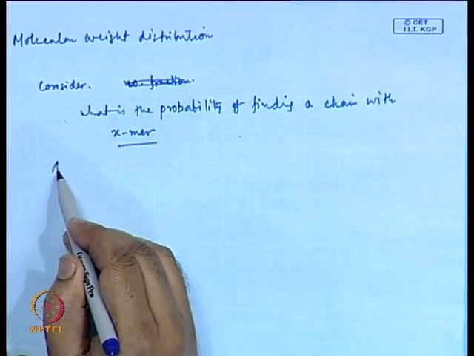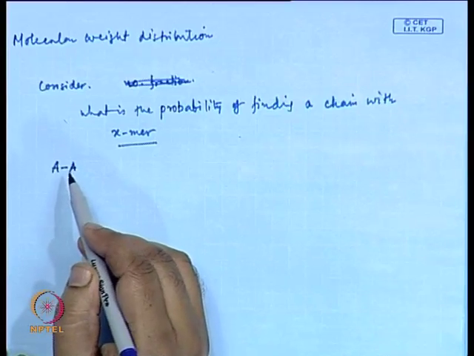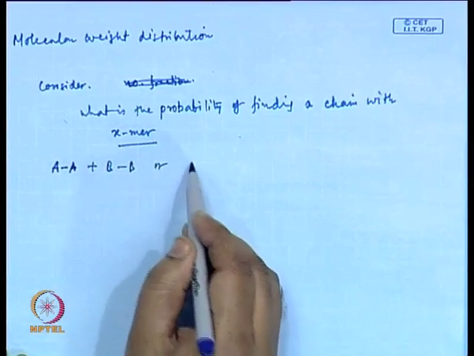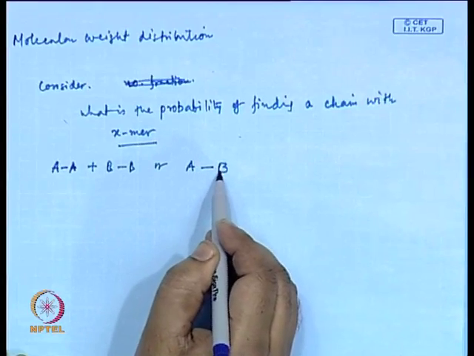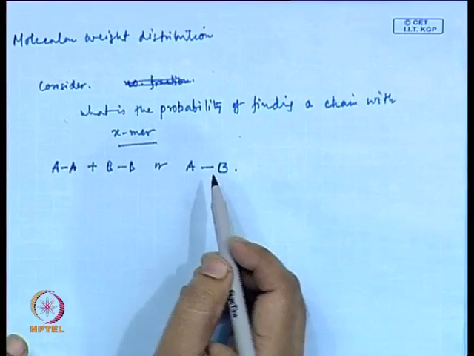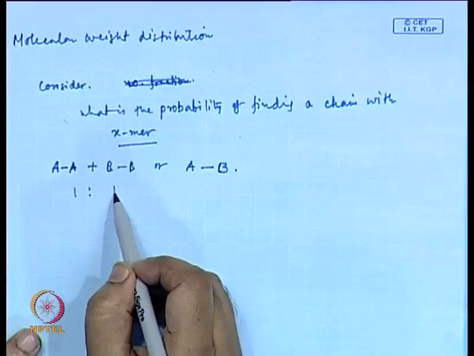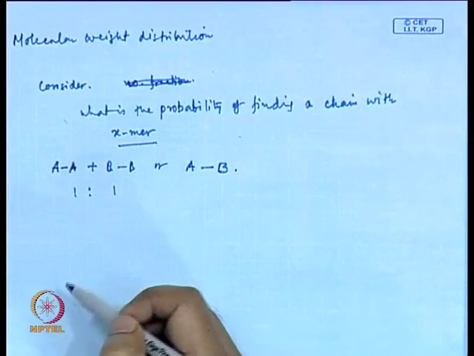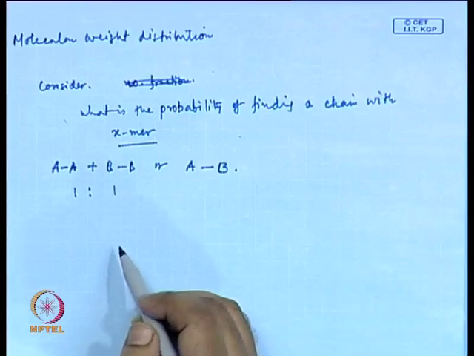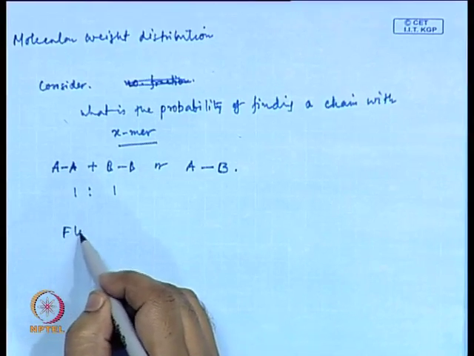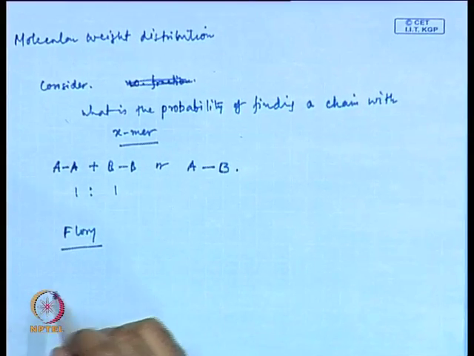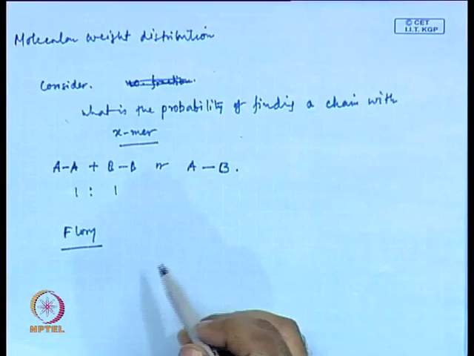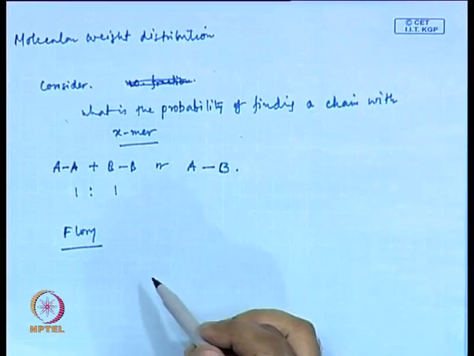Now, if you consider a reaction of AA plus BB type, or say AB type, and consider this is present in 1:1. This statistics was first done by Flory. So, this distribution we will get is known as the Flory distribution.